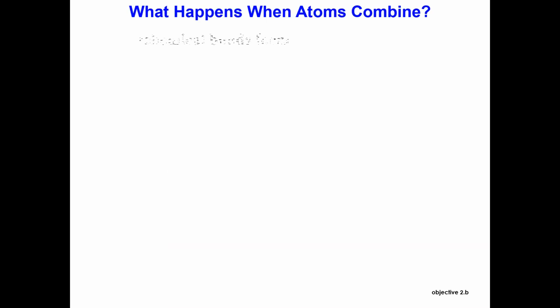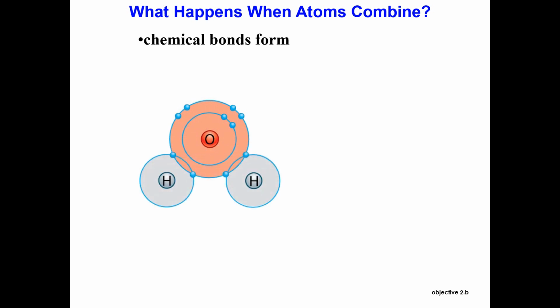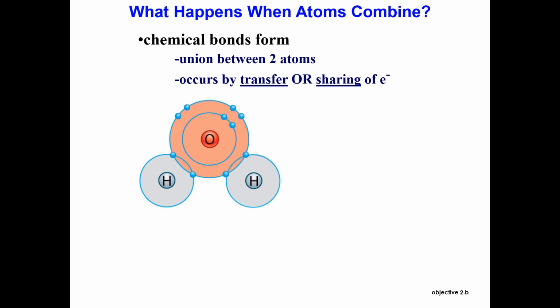So how do two atoms combine? Usually this occurs through chemical bonds. These cause a union between two atoms and occur by transfer or sharing of electrons.